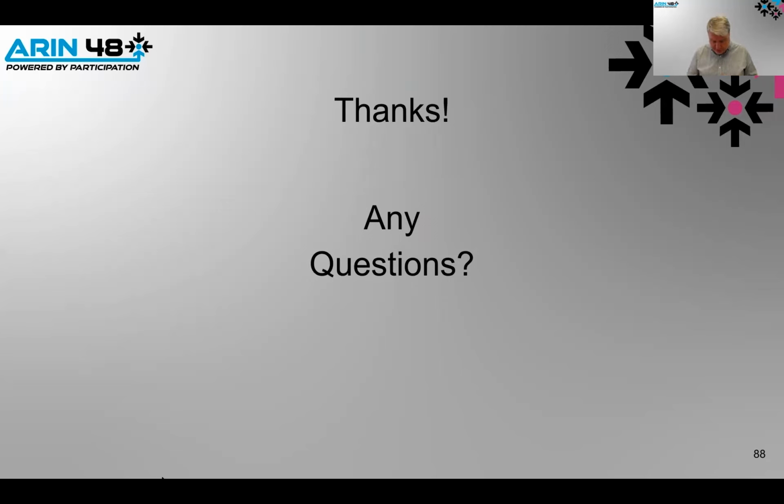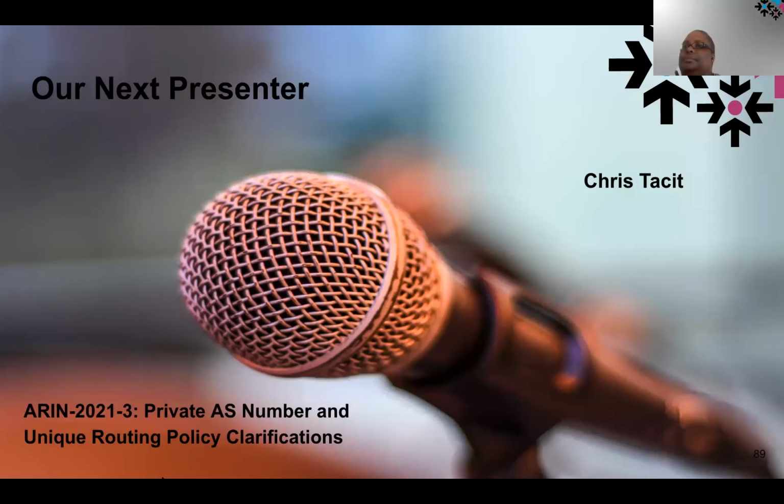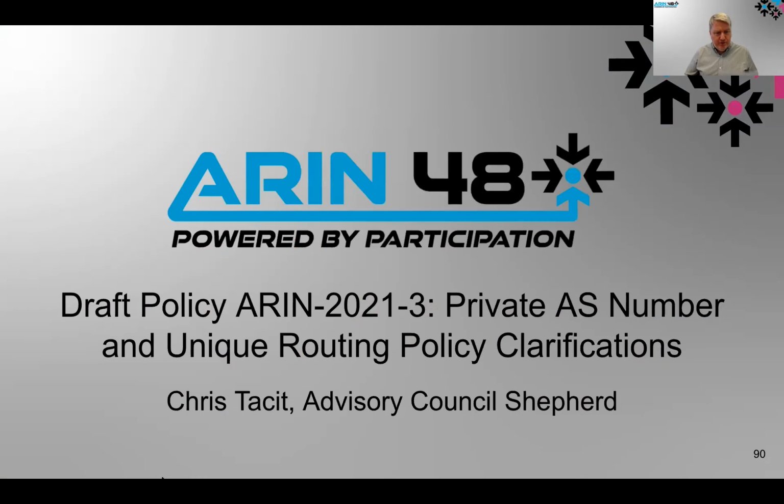We're going to keep roaring on here because this will get us right back on time, I believe. So we're going to have our last policy of today. It's ARIN 2021-3, private AS number and unique routing policy clarifications. And I believe we have Chris Tacit, as always, to give a lovely presentation. So Chris, if you can magically appear. And Carrie, if you could turn off your video. Take it away. Thanks, Chris. Thank you very much, Mr. Chair. I'm pleased to present this draft policy at this meeting. It's the first time that this policy has been presented at a public policy meeting.